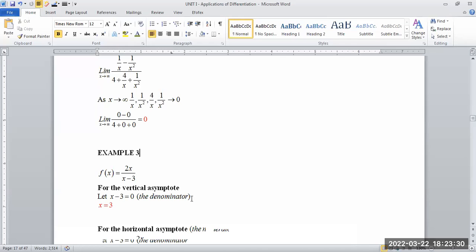That function is written in its simplified form. So in its simplified form, what we're doing is to set the denominator equal to 0. And that's how we evaluate the vertical asymptote. So I'm going to let x minus 3 equal 0, therefore x is equal to 3. Therefore x is equal to 3.